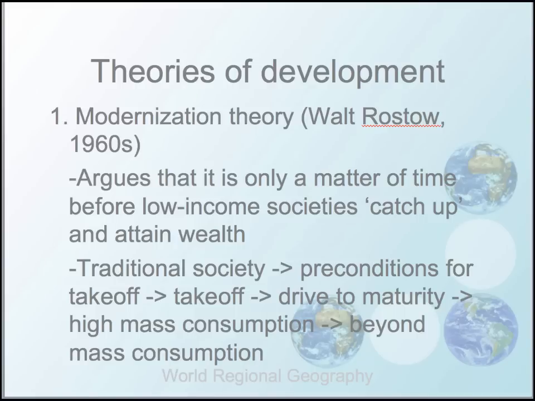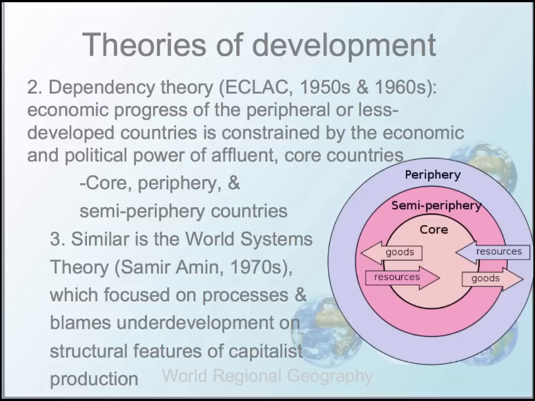Now, economists in developing countries looked at this and said, hey, that's not what's going on. So an alternative put forward by ECLAC, which is the Economic Commission for Latin America and the Caribbean, and of course other scholars throughout the world, says that economic progress of the peripheral or less developed countries is being constrained by the economic and political power of already developed affluent core countries, dividing the world into core, semi-periphery, and periphery. This is very similar to world systems theory.